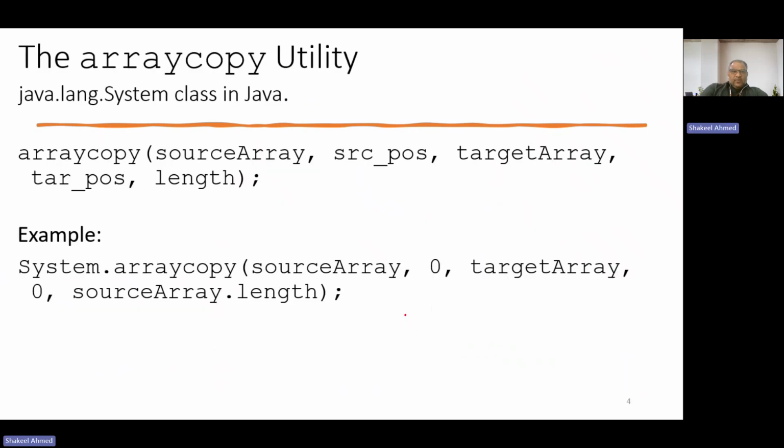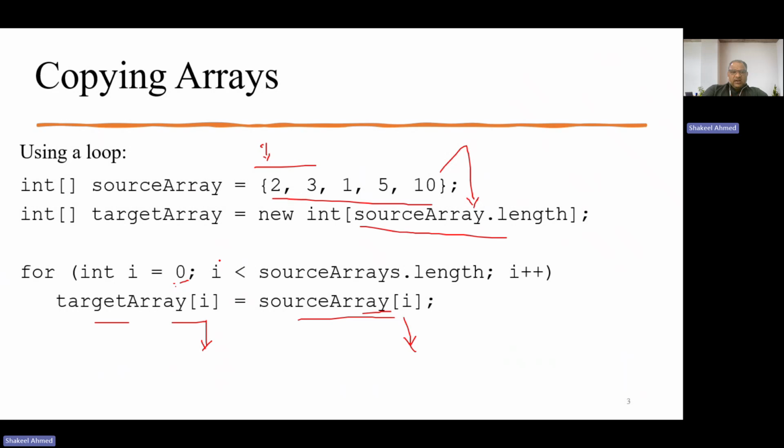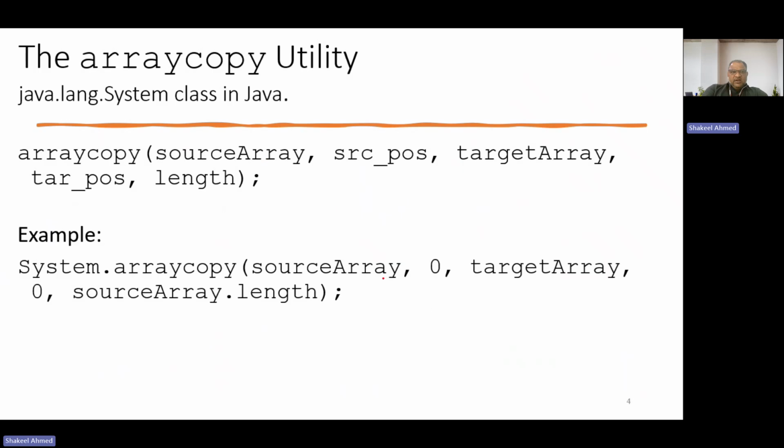Next one. Here we are using a utility that is also available in Java, which is arraycopy. Here we were making the source and the target and doing a for loop. Rather than that, we have another utility called arraycopy. Arraycopy is available from the java.lang System class in Java. This utility is available there, so there is no need to reinvent the wheel.